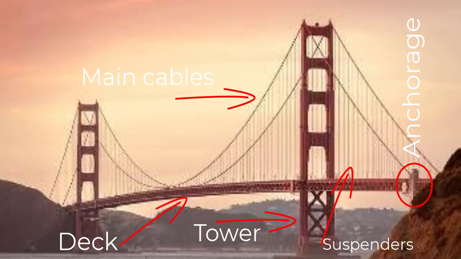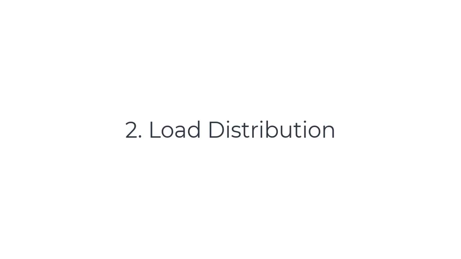Then we have some secondary cables which we call suspenders or hangers. These suspenders are connected at one end to the main cable and at the other end to the side of the deck. Another difference is the load distribution.